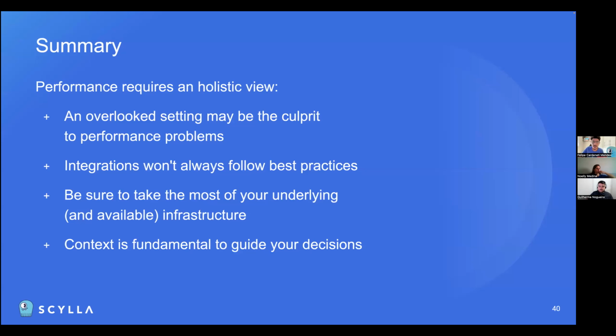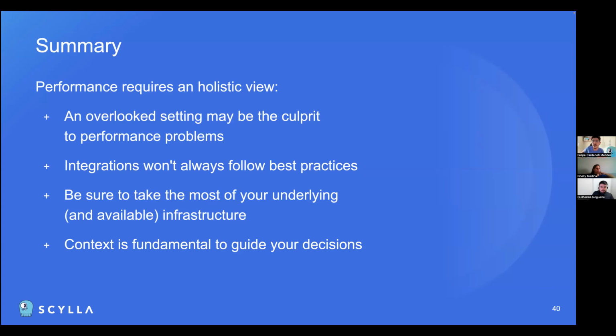All right. So let's summarize what we have discussed today. We have discussed and brought up plenty of insights for you. And here's a quick summary of what we've seen and learned.